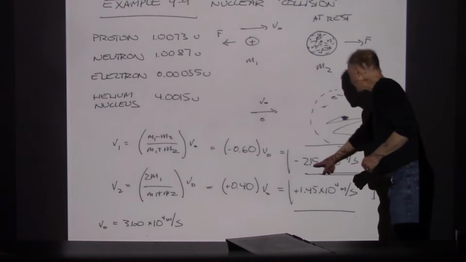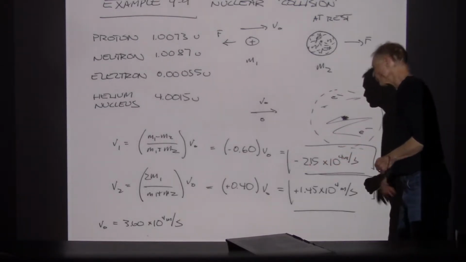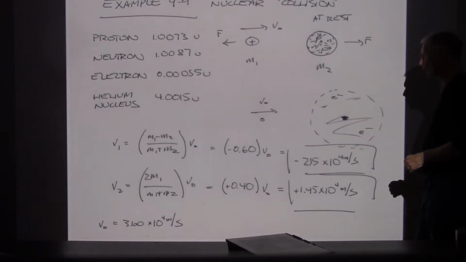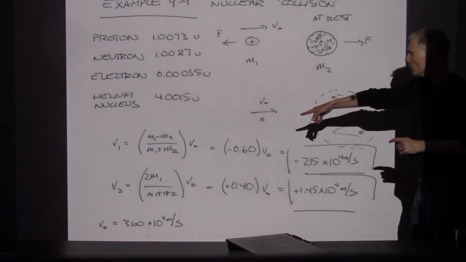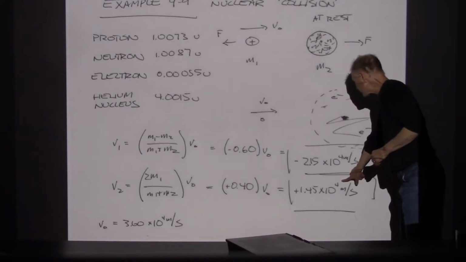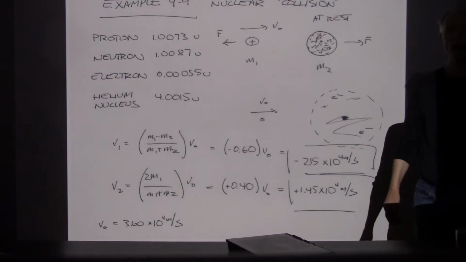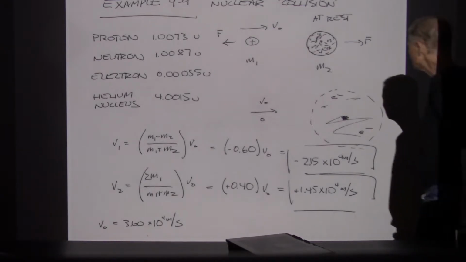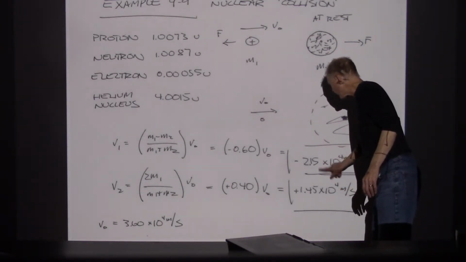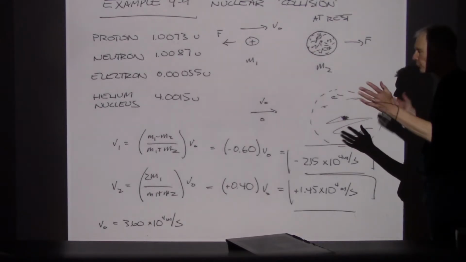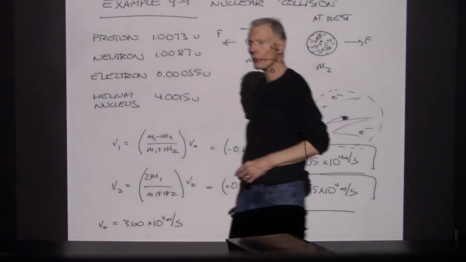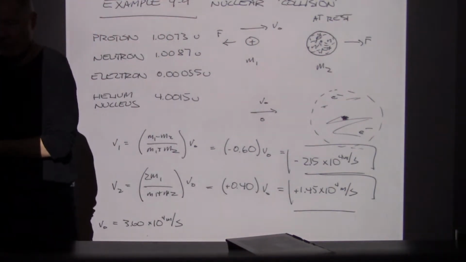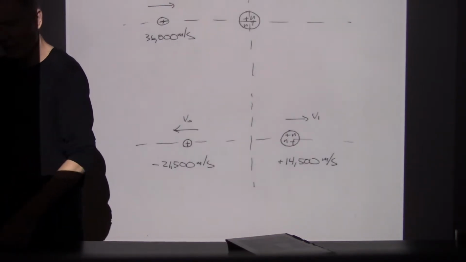And that worked out to be minus 2.15 times 10 to the fourth. And for the helium nucleus, again plugging the numbers in, the helium nucleus separates at 1.45 times 10 to the sixth. Now the relative speed of separation, if I add these two numbers together, is 3.6 times 10 to the fourth, which we said had to be the case for an elastic collision.